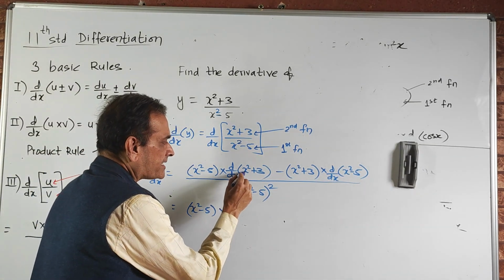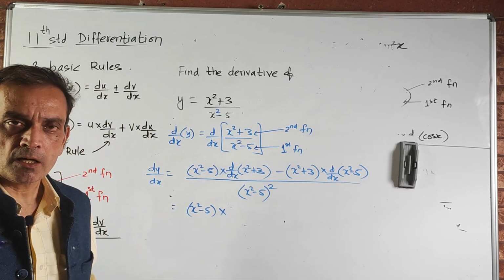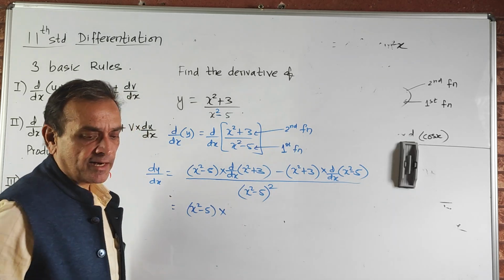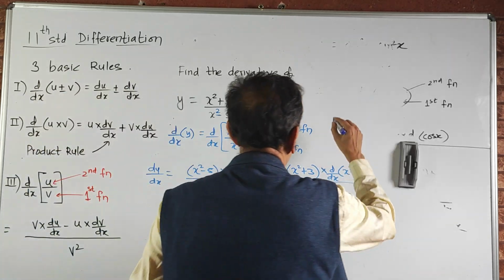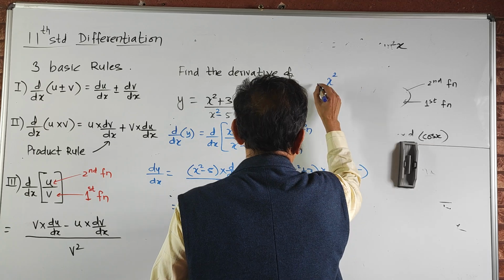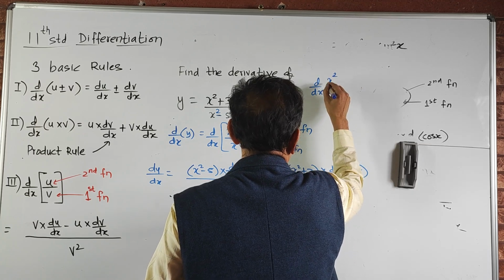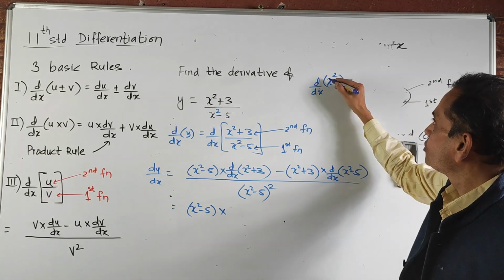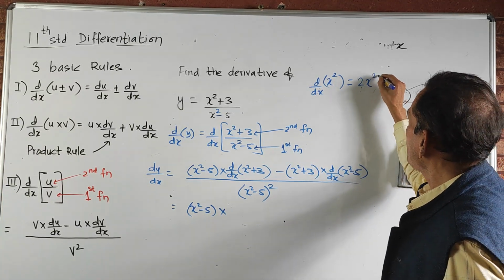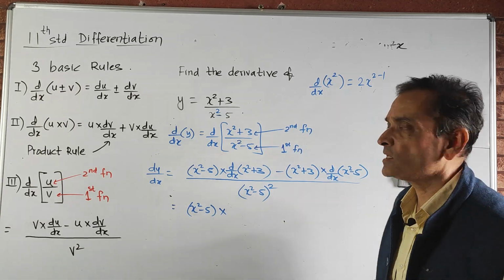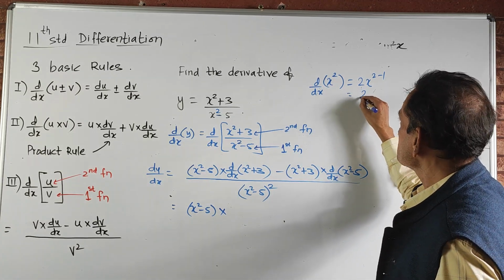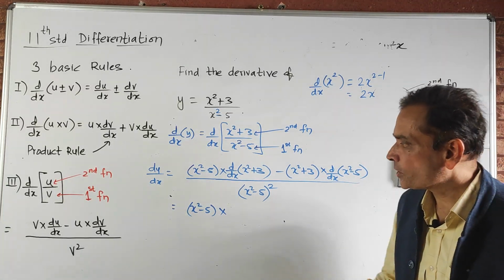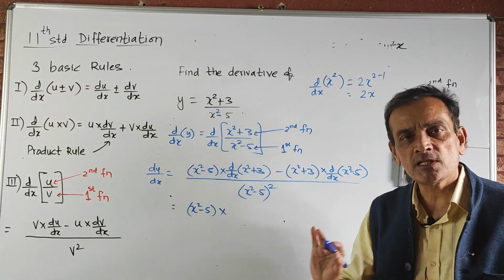D by dx of x squared plus 3. This thing we can do orally. D by dx of x squared, कौन सा फॉर्मूला यूज करते हो? 2 comes in front, x raised to 2 minus 1, x raised to n minus 1. So derivative of x squared is 2x. 2 minus 1 is 1. Okay, so d by dx of x squared is just 2x.